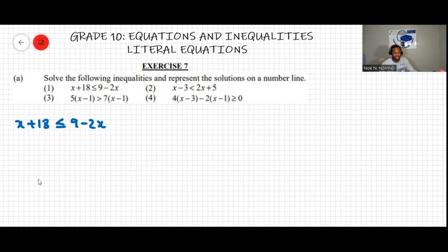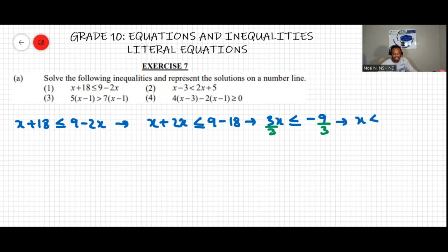So I'll move the negative 2x over and then the 18 also on the other side. So that makes x plus 2x less than or equal to 9 minus 18. Then that would be what? 3x less than or equal to negative 9. So now we can get the value of x if we divide here by 3. We divide it by 3. And then this would be x is less than or equal to negative 3.